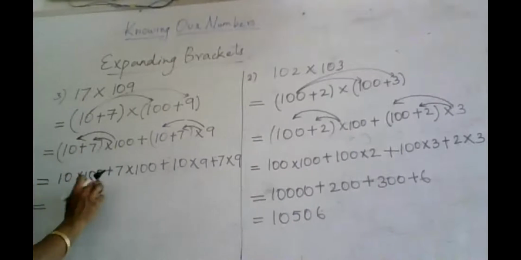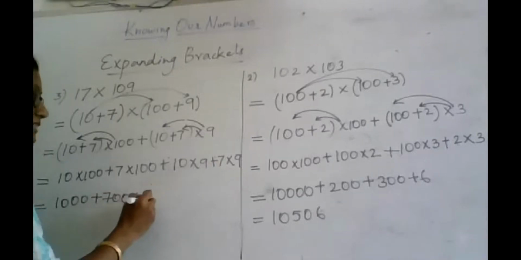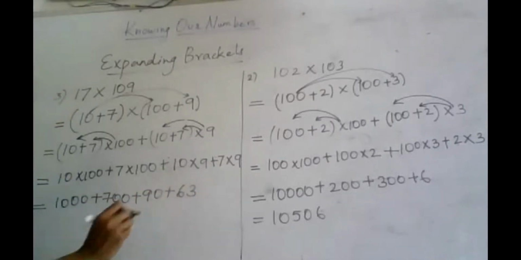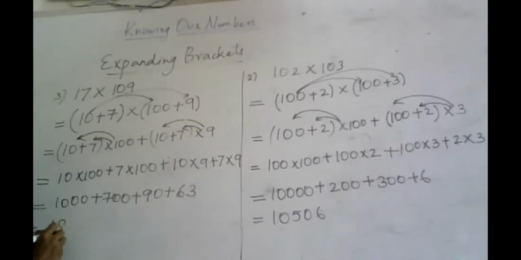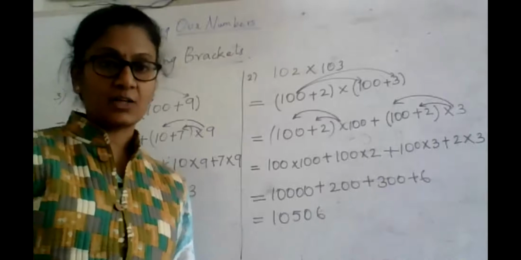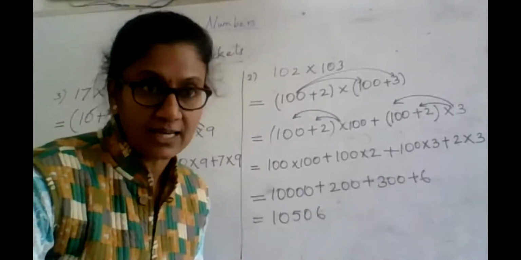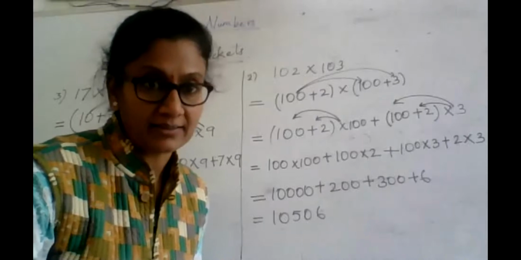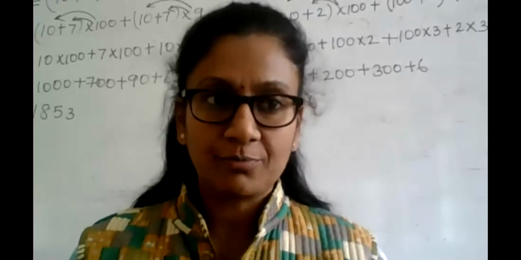So what happens? 10 into 100 will be 1000 plus 700 plus 90 plus 63. So that amounts to 1853. This 90 plus 63 will be 153. Then you have 1700. So 1700 plus 153, 1853. So this is how you're going to use the brackets and also follow these steps to see that you are able to expand the bracket. So that was the use of brackets that we have seen.